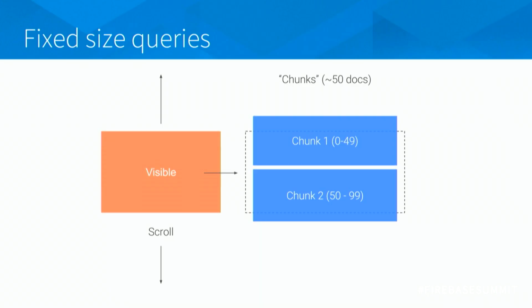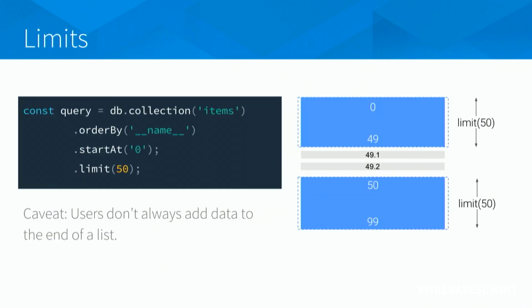Yeah, so we decided to split it up into chunks of roughly 50 items and then do a similar thing with the virtual scroll, but this would create less query thrashing, let's say. So initially we started using limits. What we're using here is order by _name, which is saying order the documents by ID, start at 0 or our first ID, and then limit by 50.